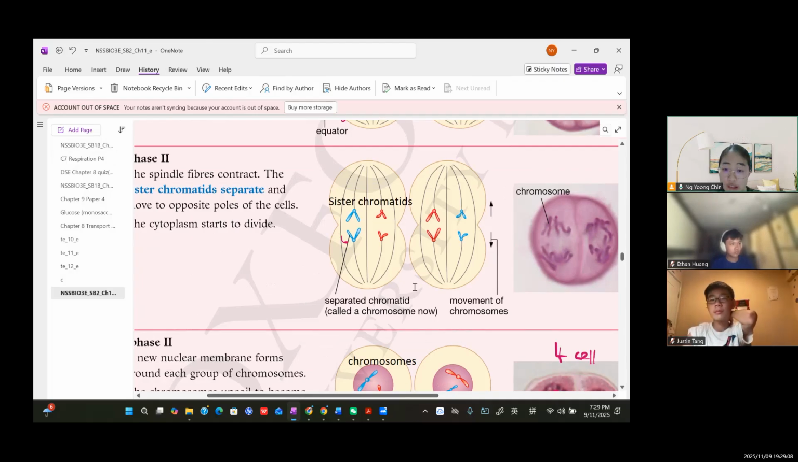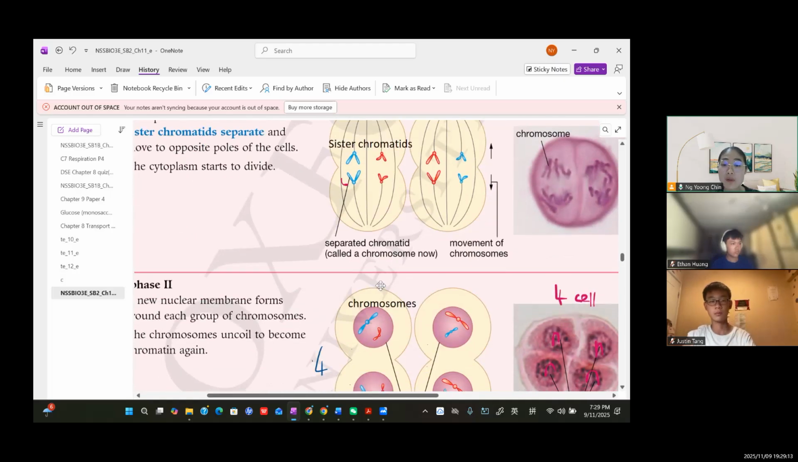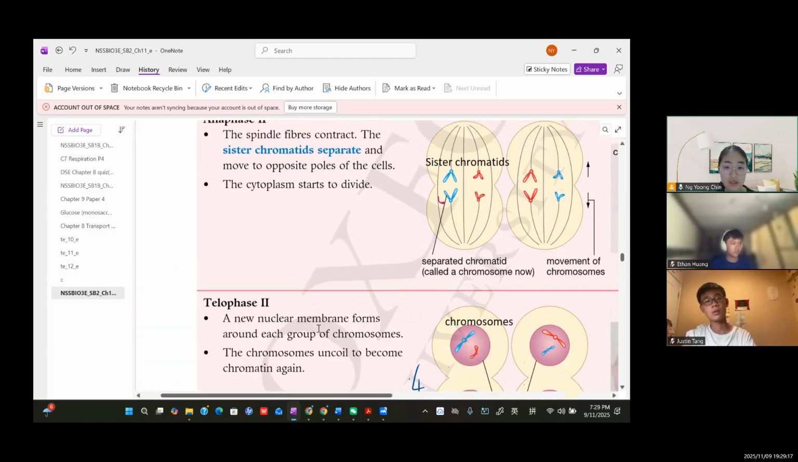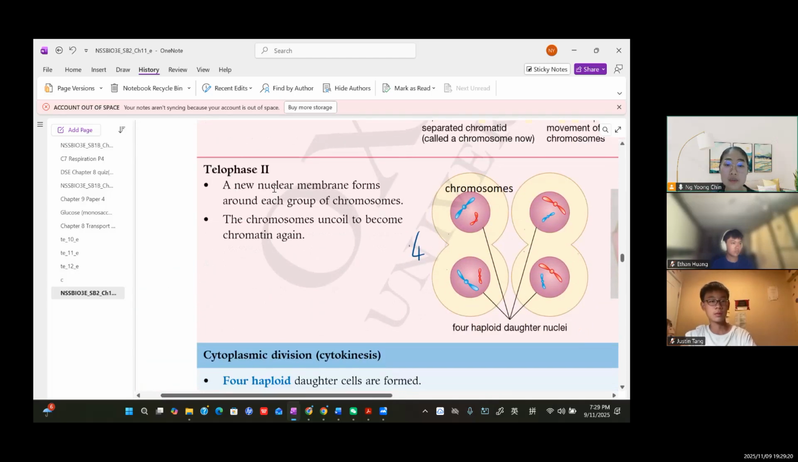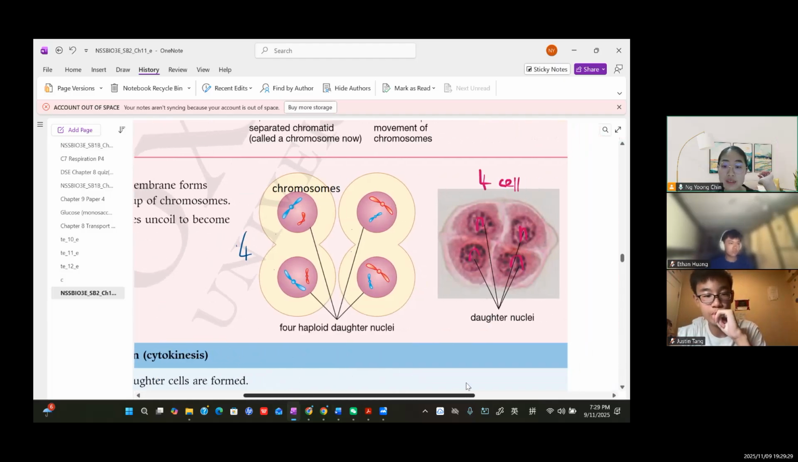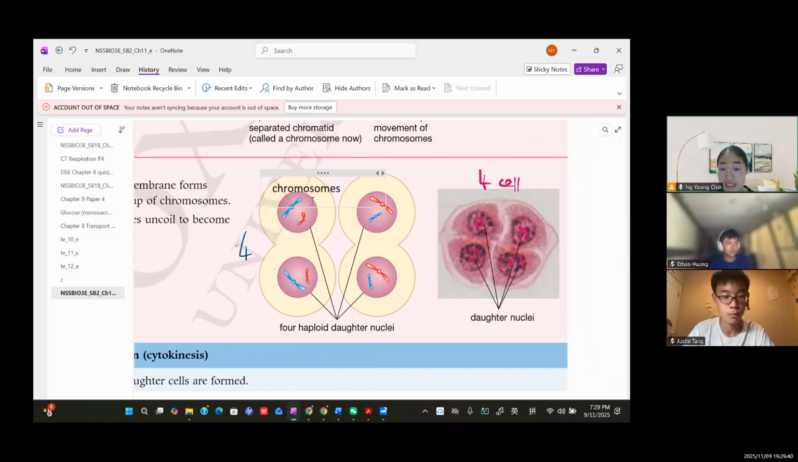So after the separation, the sister chromatids now become chromosomes. Now they are called chromosomes after they finish separating. And then they will get into the telophase, right? Telophase, which is they will just reform the nuclear membranes. And then the chromosomes will uncoil and become chromatin again. Like this. Okay, so by this way, you can produce 4 haploid daughter cells, each of which contains 1 set.